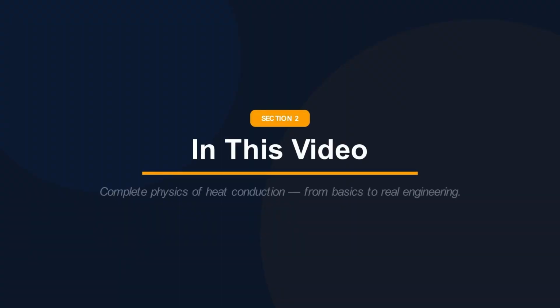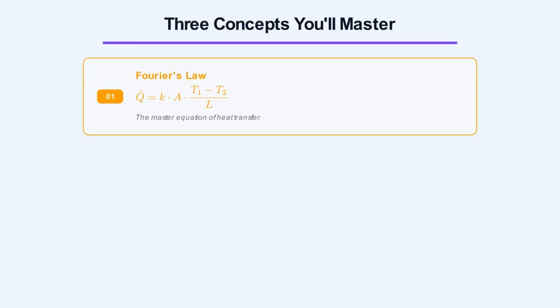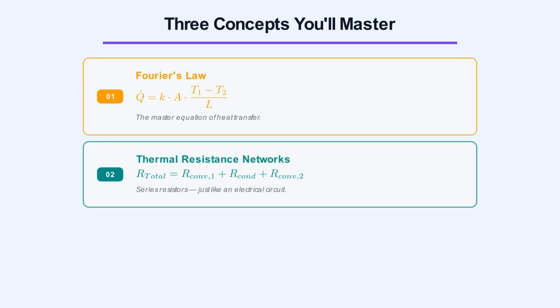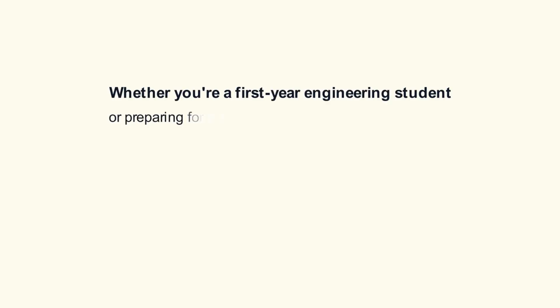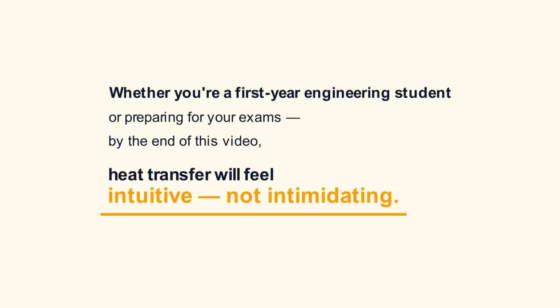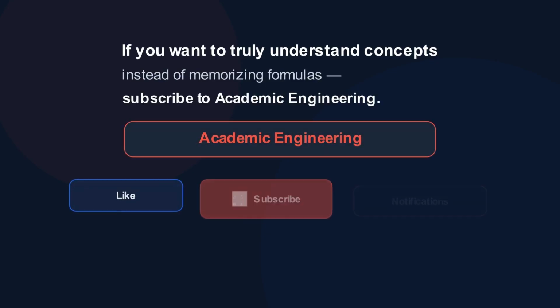In this video, we're going to break down the complete physics of heat conduction through walls. We'll uncover Fourier's law, the master equation of heat transfer. We'll build thermal resistance networks, and we'll learn exactly how engineers calculate the overall heat transfer coefficient used in real buildings, refrigerators, and industrial pipelines. Whether you're a first-year engineering student or preparing for your exams, by the end of this video, heat transfer will feel intuitive, not intimidating.